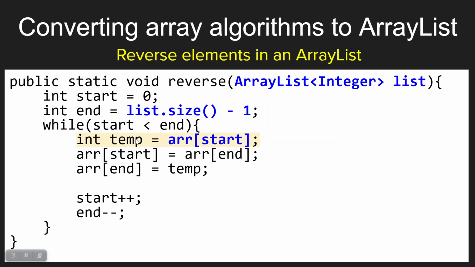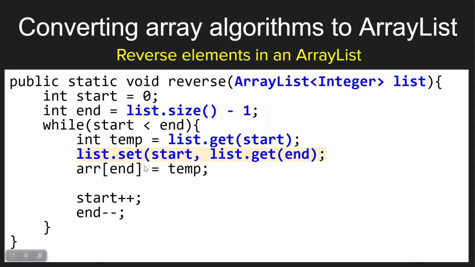But it says int temp is equal to array at start. All right, so we're going to have to do something here. We're going to change this to list.get start. And now we need to reassign array at index start to be whatever's in array at index end. So that means we need to do list.set at index start, and we're going to go ahead and do list.get end. I realize I'm missing another parenthesis here, but we're going to ignore that syntax error for now. There should be another parenthesis here to close that one, but no big deal.